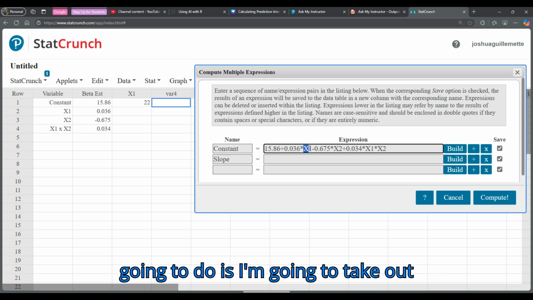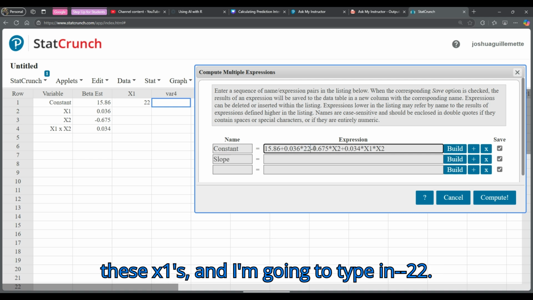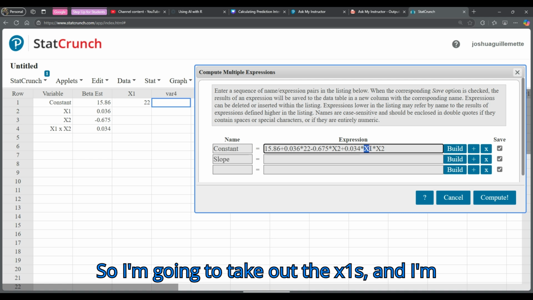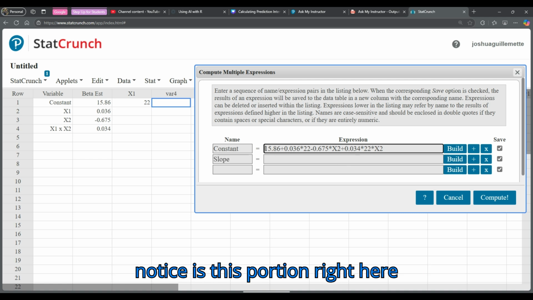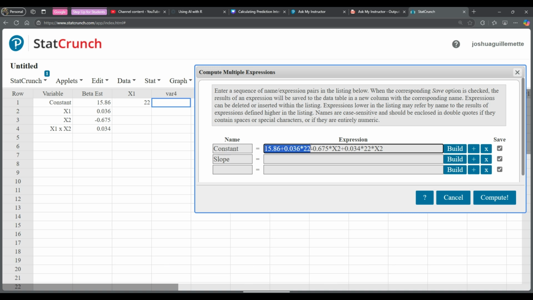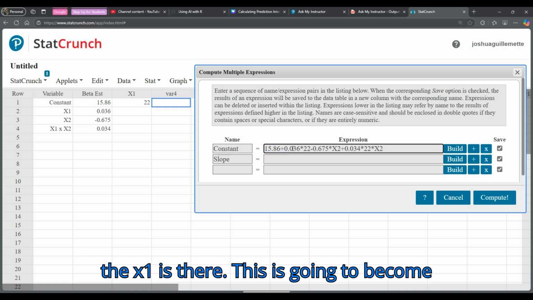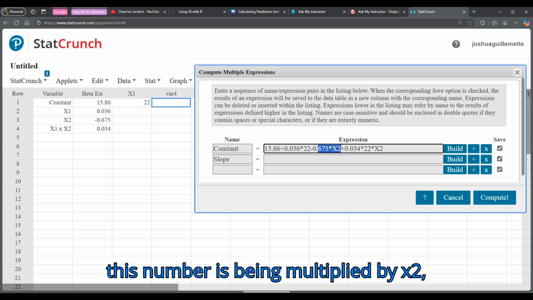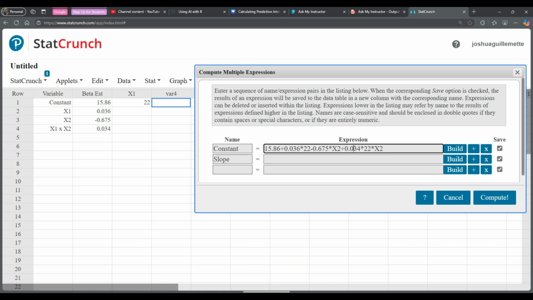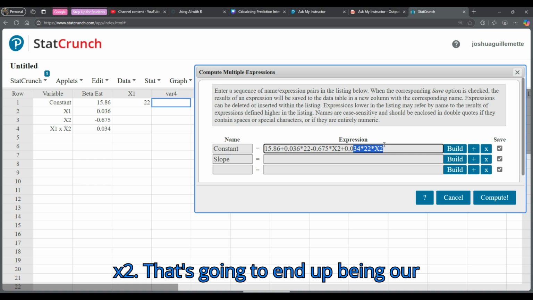Now, I happen to know that x1 is 22. So what I'm going to do is I'm going to take out these x1s and I'm going to type in 22. Now, what you'll notice is this portion right here is both numbers because the x1 is there. This is going to become our constant term. You'll notice that this number is being multiplied by x2 and this number is being multiplied by x2. That's going to end up being our slope.